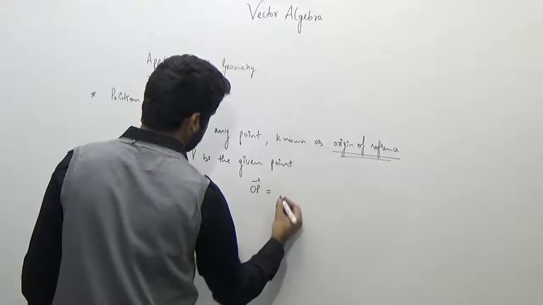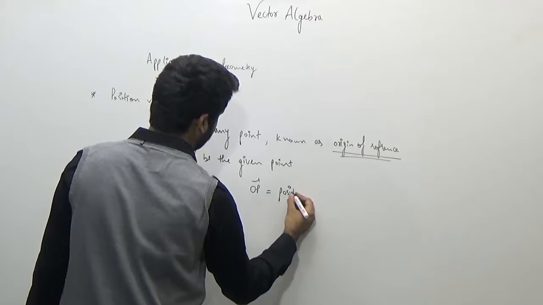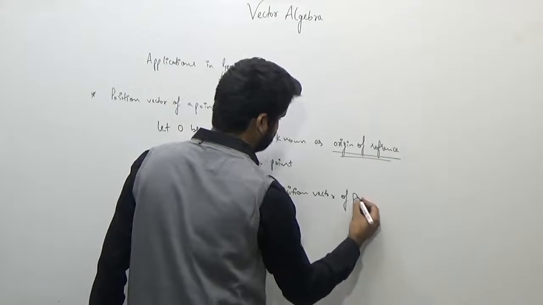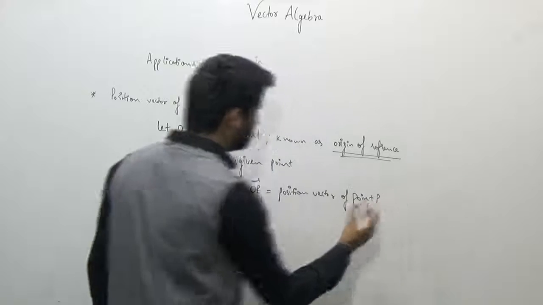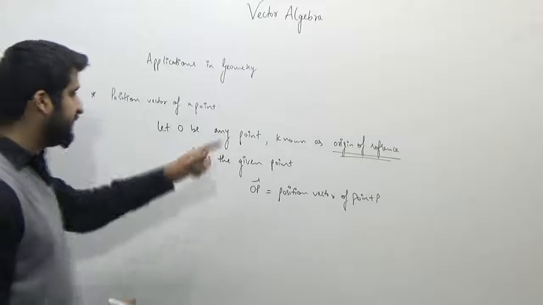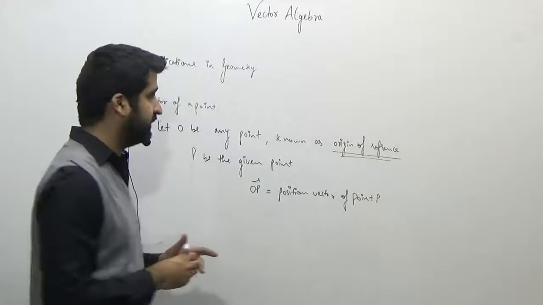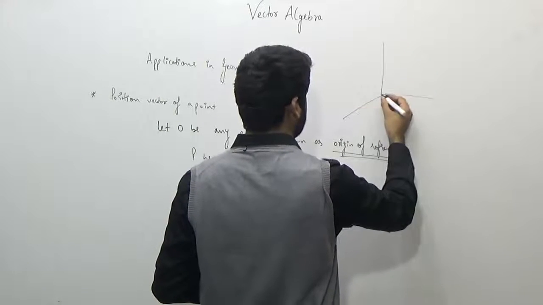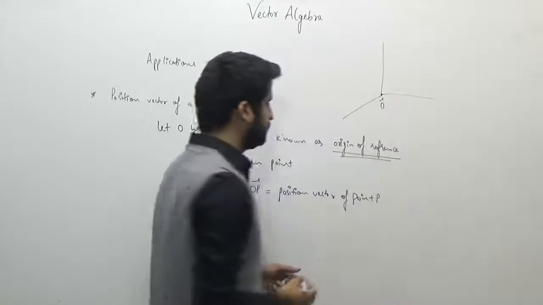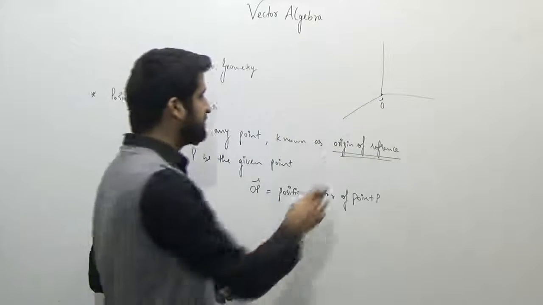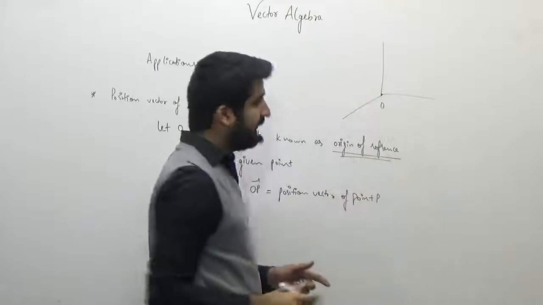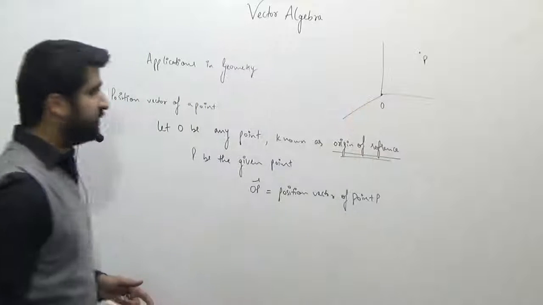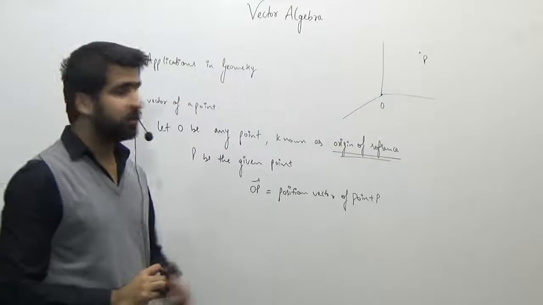Vector is equal to the position vector of point P. Just understand this line. Let O be any point, known as the origin of reference. Now if I have this system, this is, let's say, the O vector, which I am representing by point O, and this vector P. I want to find the position vector of point P.